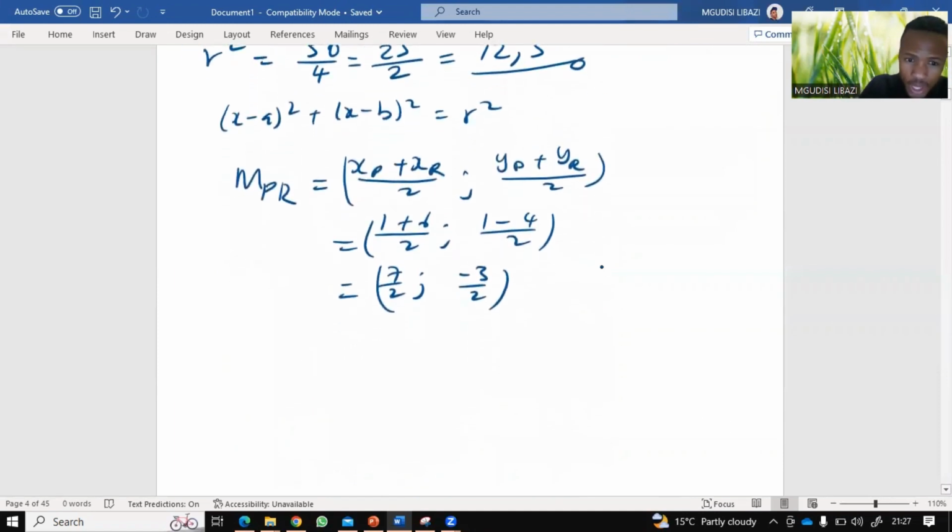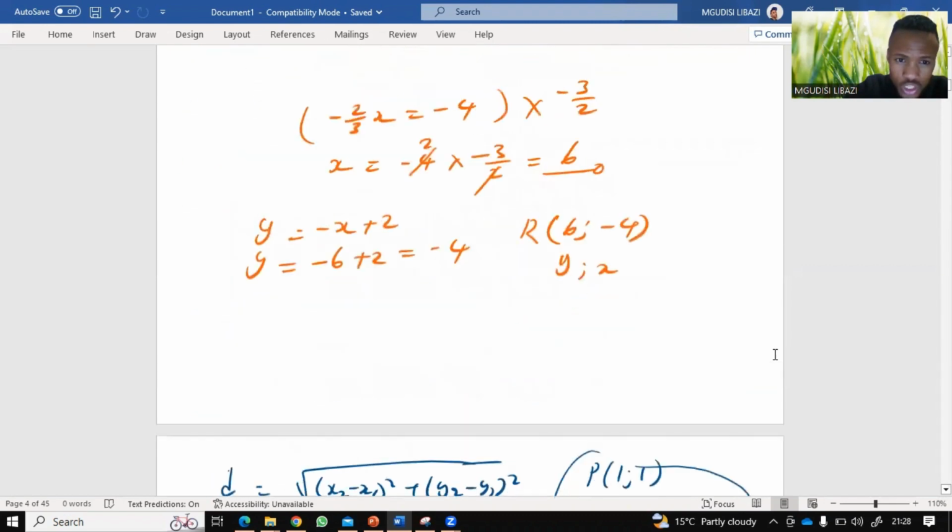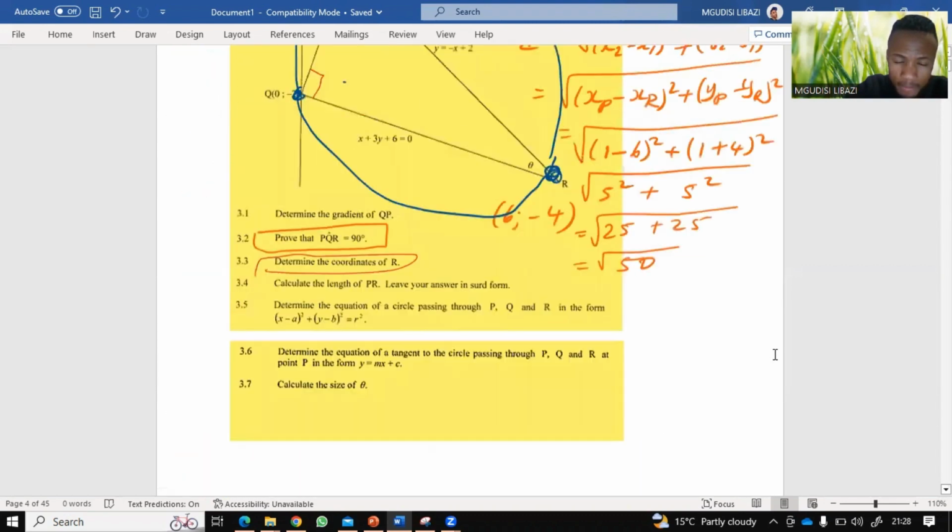That means now our equation can say (x minus 7 over 2) squared plus (y plus 3 over 2) squared is equal to 12.5, which is the radius squared that we found. So this should be the equation of that circle there. So now let's go to another question.